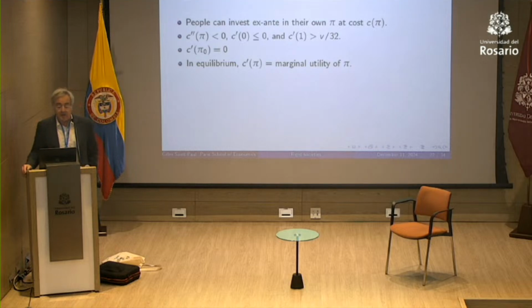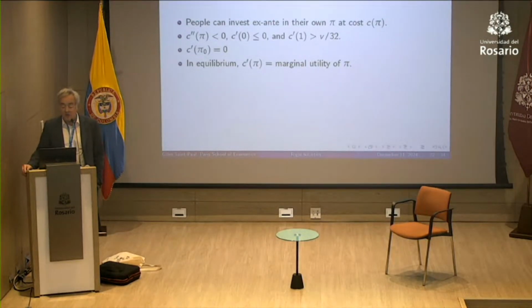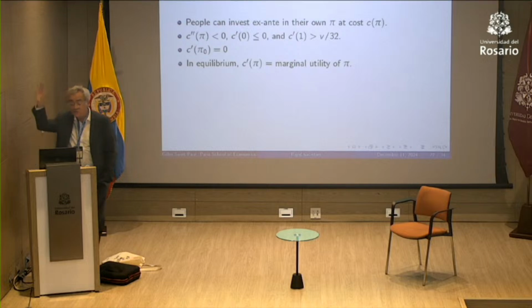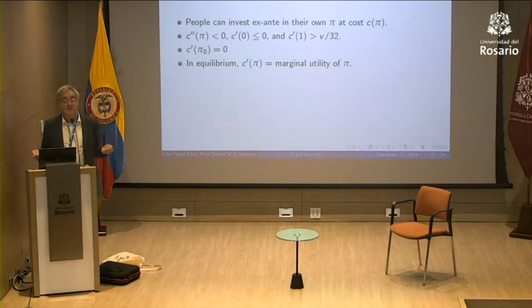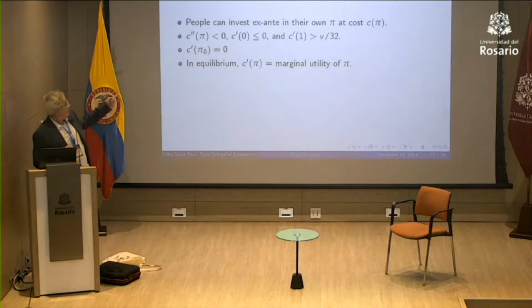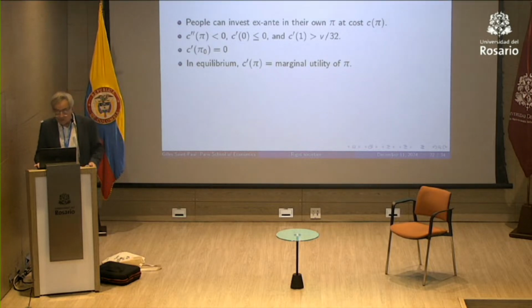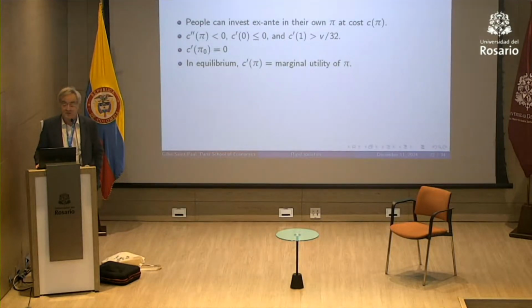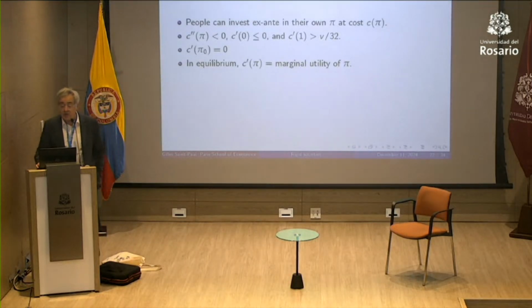So ex ante, people invest in their own pi, their own network intensity, at a cost C of pi, which has the usual properties, convex, increasing. And therefore, ex ante, I'm going to decide on the intensity of my network by equating the marginal cost of pi with the marginal utility of pi. I'm going to assume that you like to have friends.